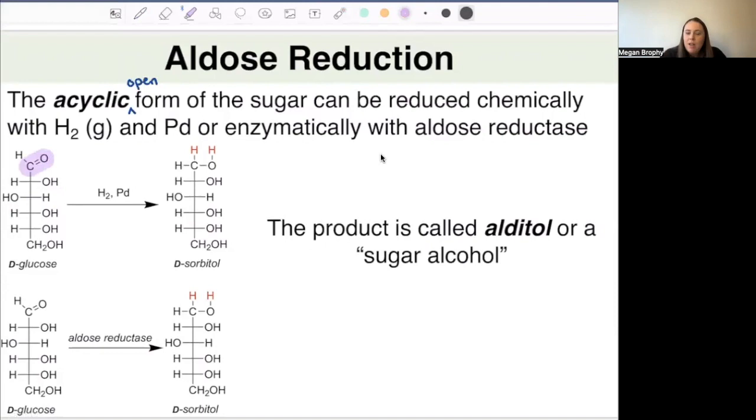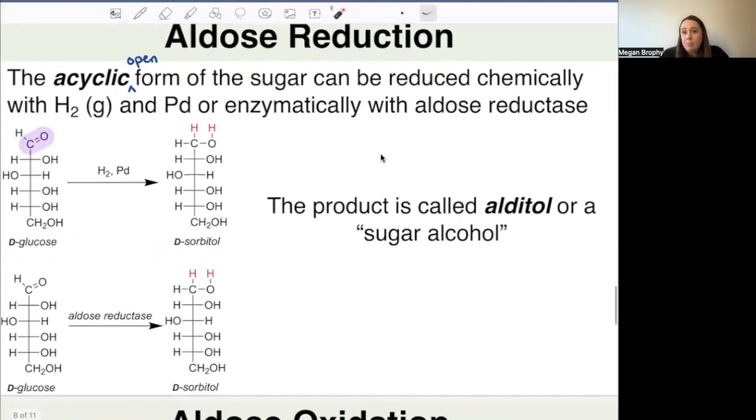So chemically, we can take a carbonyl and we can reduce it to a primary alcohol using hydrogen gas and palladium. So we've seen this before. In the case of D-glucose, we can reduce chemically to make D-sorbitol. We can also do this enzymatically. So this is something that can happen as part of metabolism.